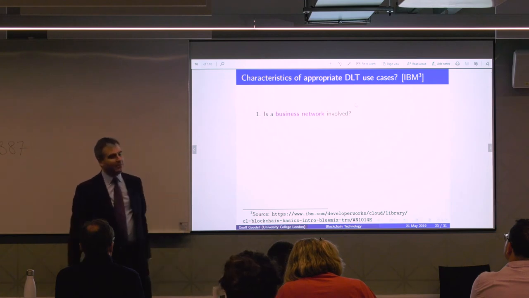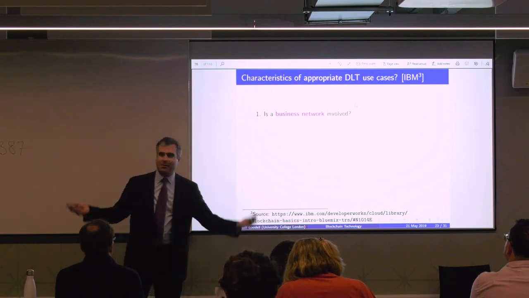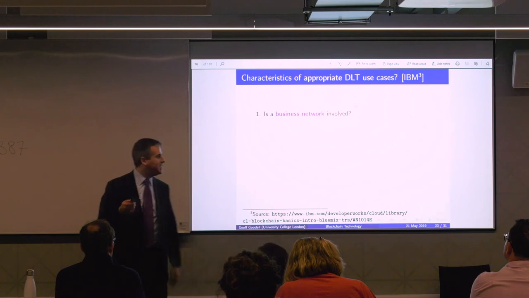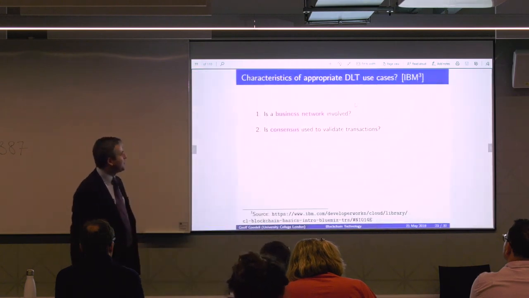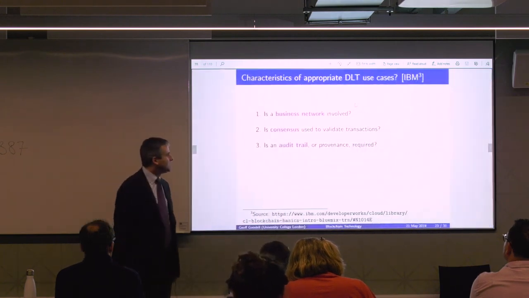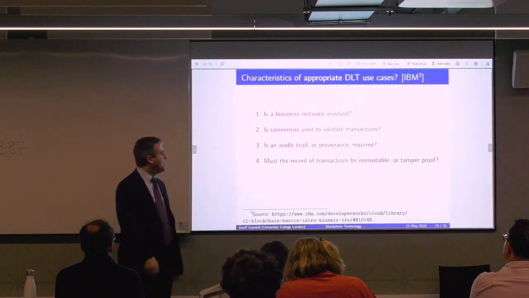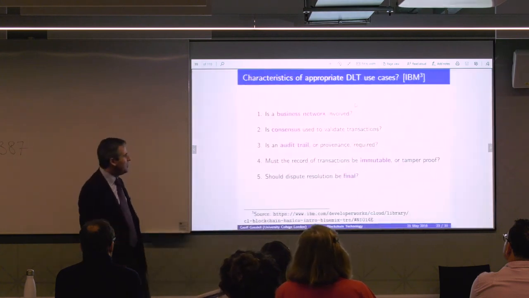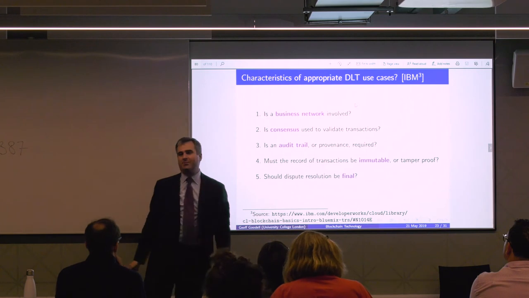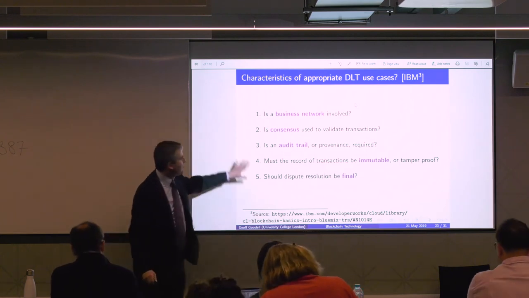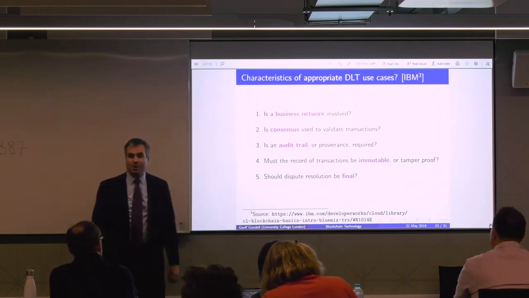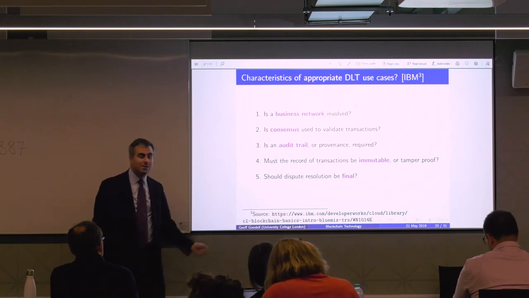So IBM came up with a list of good questions to ask when we talk about use cases. What constitutes a good DLT use case? Is there a business network? Do you need consensus? Do you need an audit trail? Must the record be immutable? And must dispute resolution be final? If you have all of these properties, then DLT is appropriate. If you don't, maybe it's not.